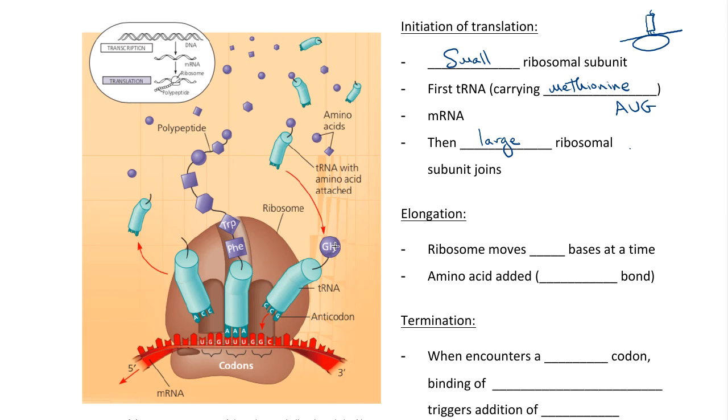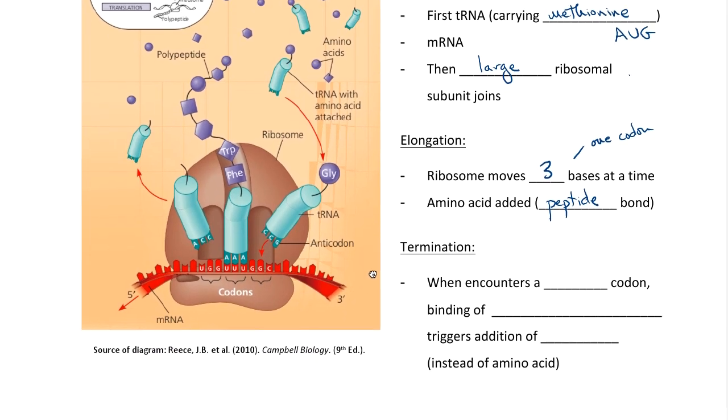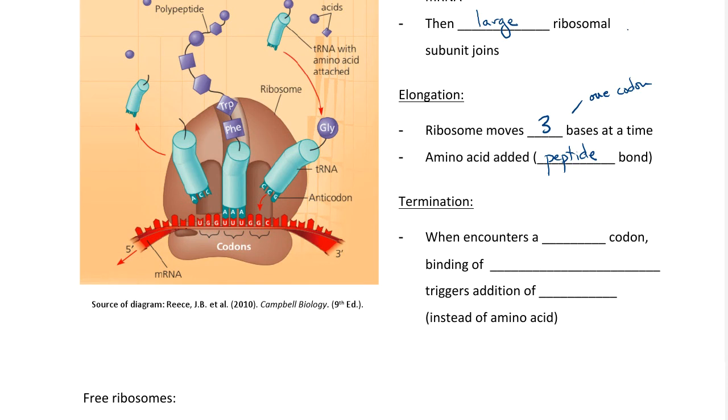After that, successive transfer RNAs are going to come in carrying their amino acid, complementary base pairing happens here, and then a peptide bond is formed between the growing polypeptide and the new amino acid. The whole ribosome then moves along 3 bases or 1 codon at a time, and then you get the next amino acid. And the bond formed between those amino acids is a peptide bond. This process keeps repeating until we encounter a stop codon on the messenger RNA.